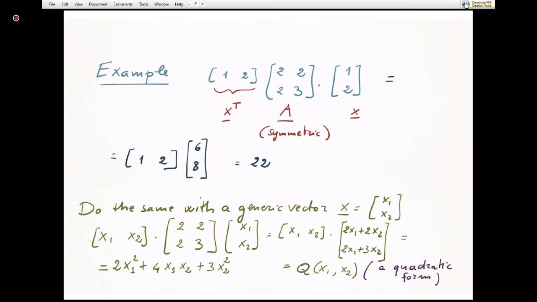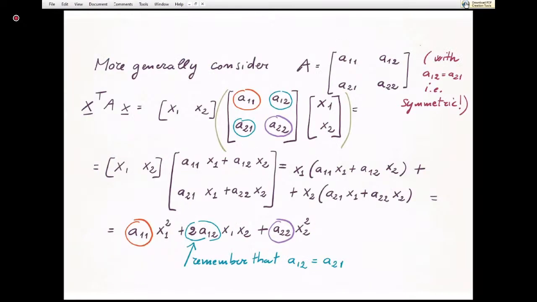So why is that? Because, this is the last slide before the break, we have a general 2 by 2 matrix. In a general 2 by 2 matrix, we have the elements denoted as A11, A12, A21, A22. In particular, this is a symmetric matrix, so A12 is equal to A21, okay? Because in this model we have a symmetric matrix. X transpose times A times X is x1, x2 times our matrix times the x1, x2 column.